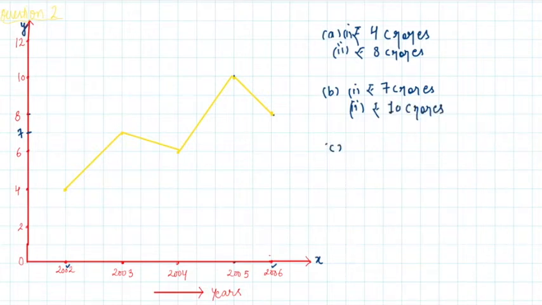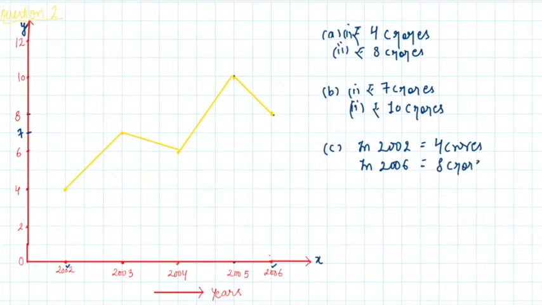You have to study the graphs. These questions are very simple. Compute the difference between the sales in 2002 and 2006. So how much is the sale in 2002? If you see, it is 4 crores. In 2002, the sale is how much? 4 crores. And then in 2006, how much is the sale here? This is your 2006, and the sale here is 8 crores.